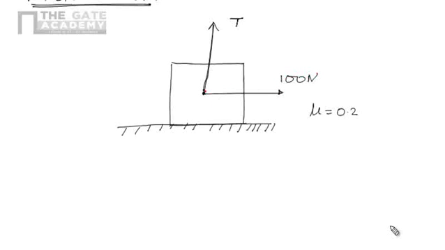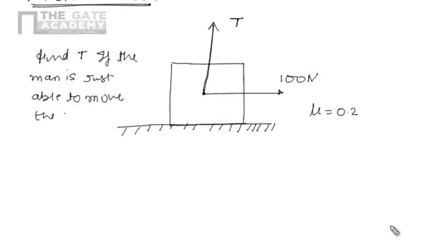We have to find the value of T if the man is just able to move the block to the right.